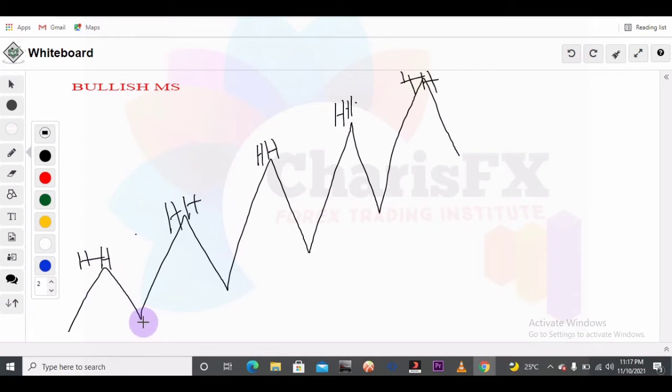Because we see price failing to break the old lows. If you take note, price has not been able to take out these lows. This low was unable to take out this one, so this low was higher than this low. So it's called a higher low. The next low was higher than the previous low, again a higher low. You have a higher low here, and here, and here. This is what we now call a bullish market structure.